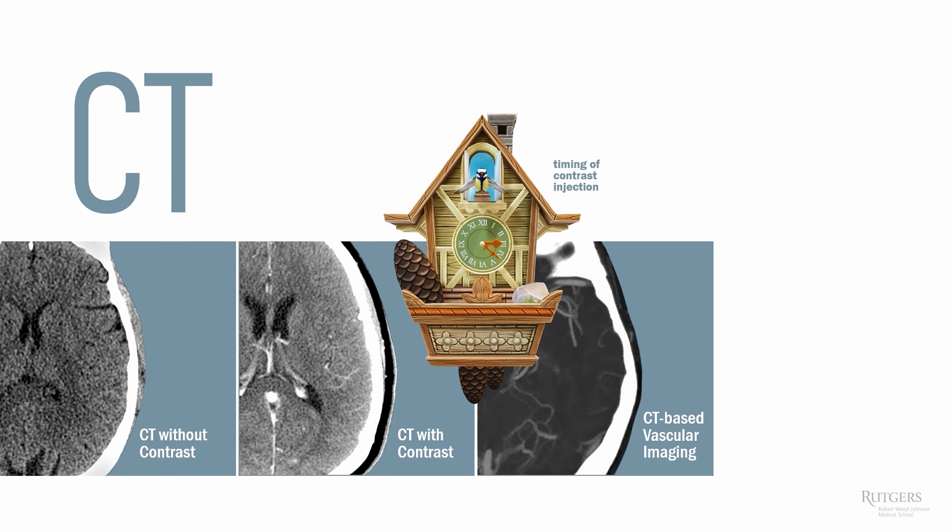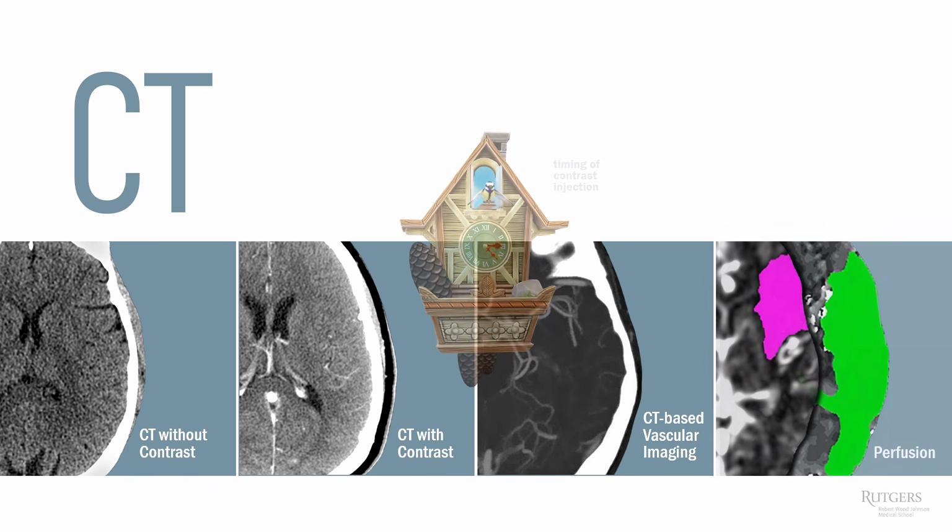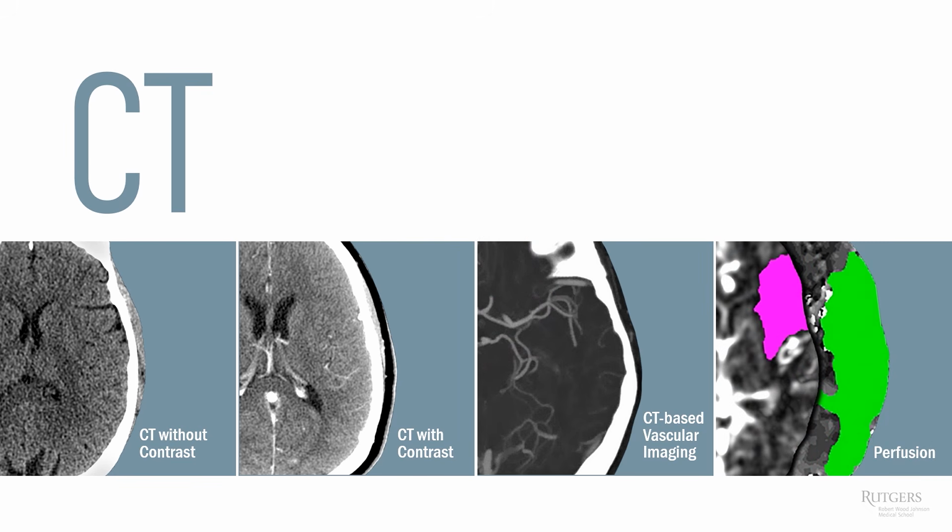CT angiograms are really powered to identify vessels, not brain parenchyma. And finally, CT-based perfusion can be used to estimate brain blood flow. But for the purpose of this talk, the only sequence we will focus on is the plain old non-contrast head CT.